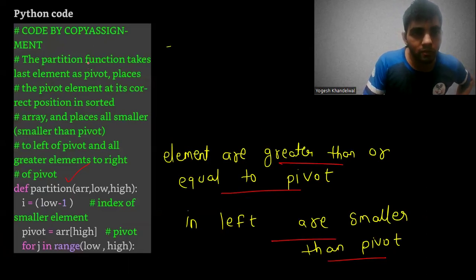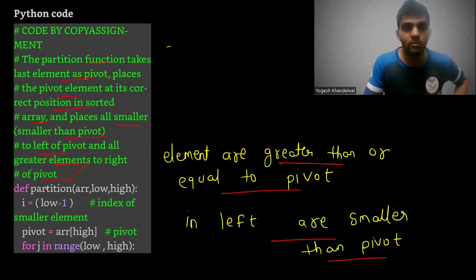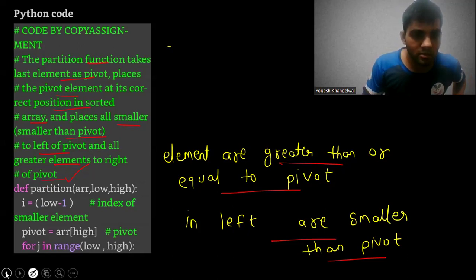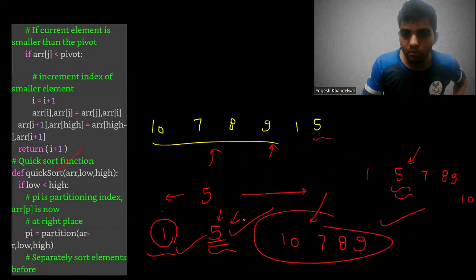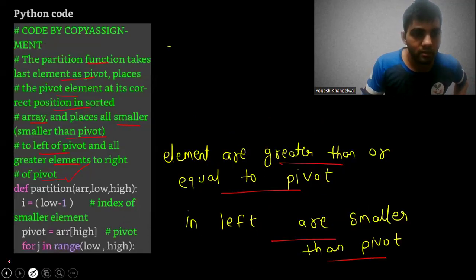This partition function takes the last element as a pivot, places the pivot element at its corresponding position in the sorted array, and places all the elements smaller than the pivot to the left of the pivot, and all greater elements to the right of the pivot. This is its correct position in the sorted array. All on the left are small, all on the right are big.